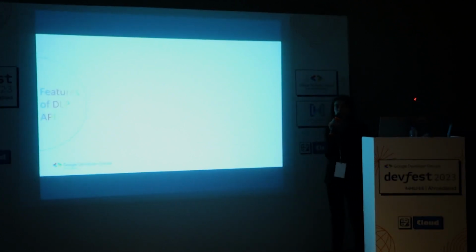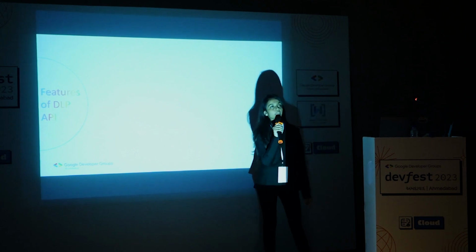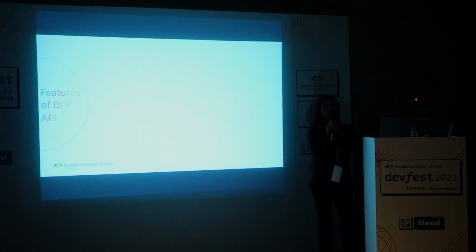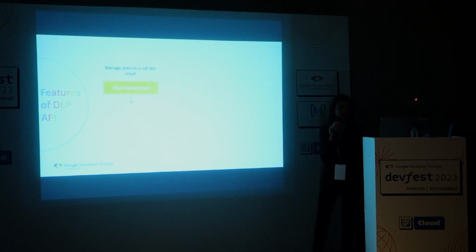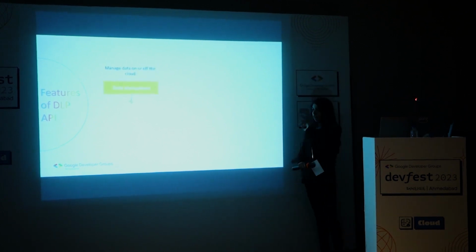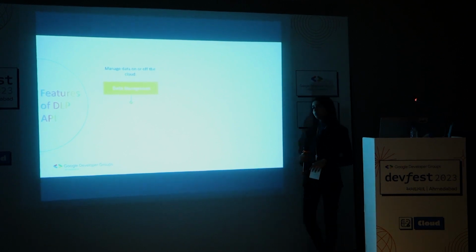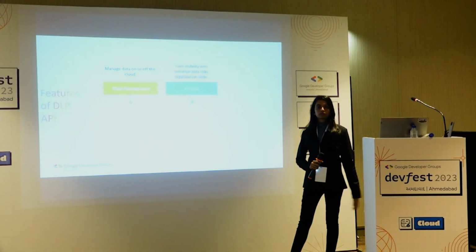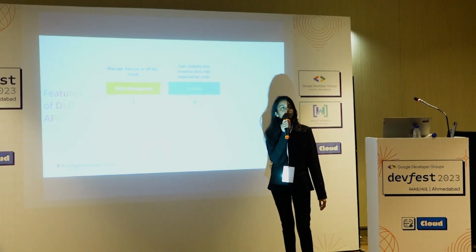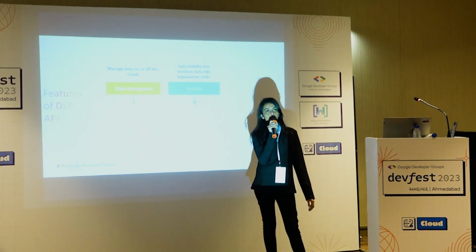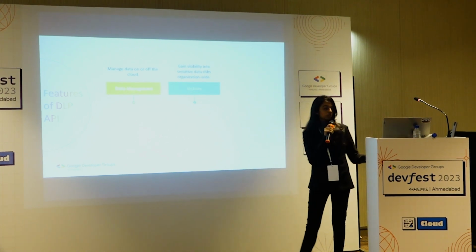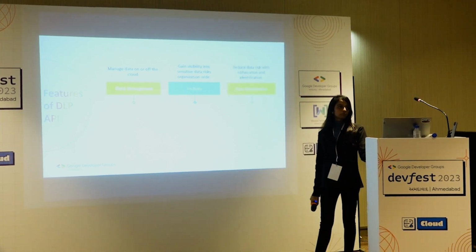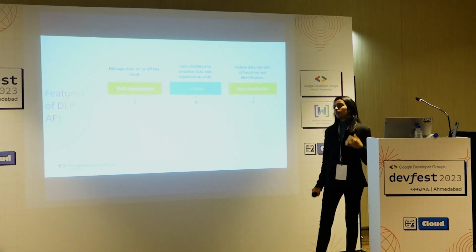Now as we have discussed various benefits of the DLP API, it's time to discuss some of the features of the DLP API. The first one is data management. Whether your data is residing in the cloud or outside the cloud, you will be able to manage it efficiently. The next one is visibility. It helps gain visibility of data risk across your entire organization. The next one is data identification. With the help of identification, you will be able to reduce the data risk.